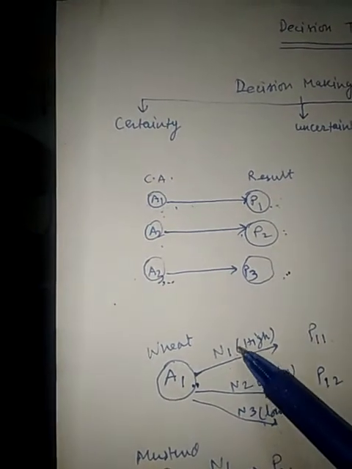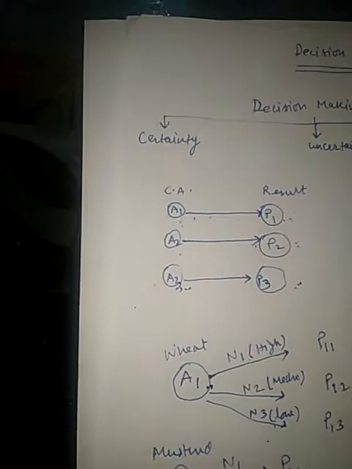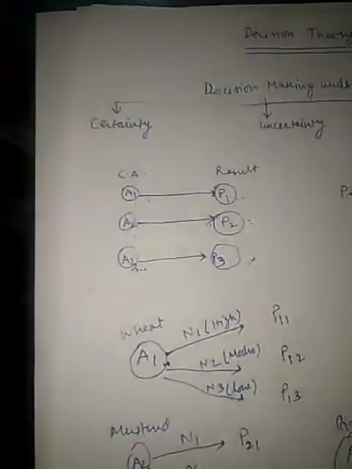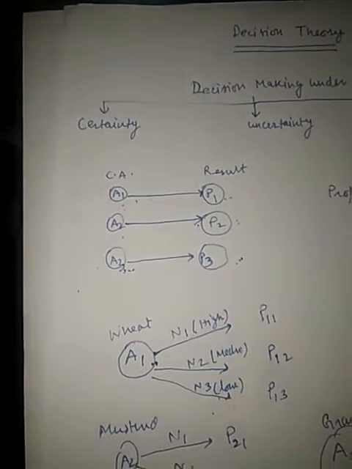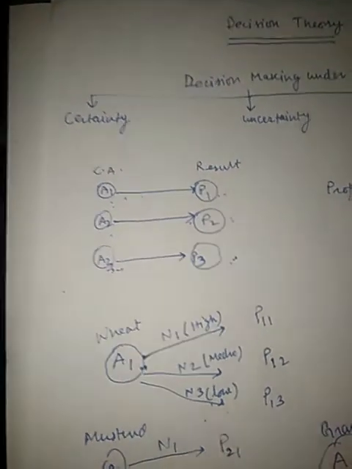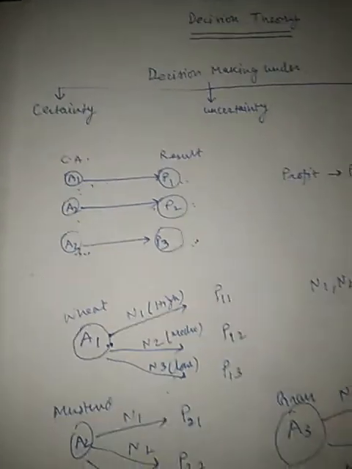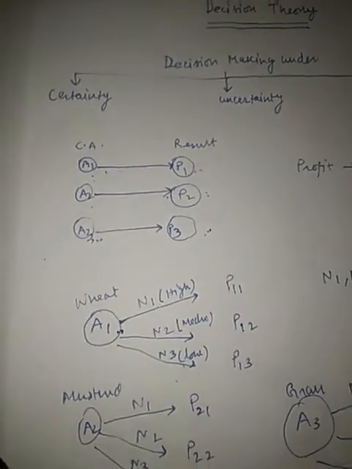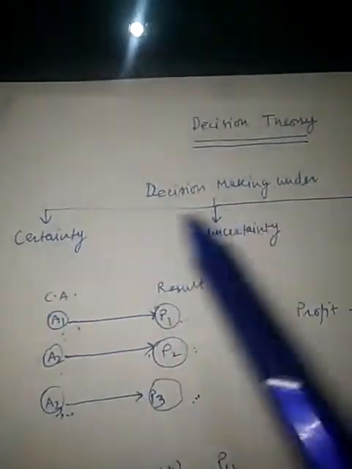So this additional information is supplied to you, and this particular situation where data is available so that you can calculate the probability of each state of nature comes under decision making under risk. Now we can understand that these are the three different decision making situations.